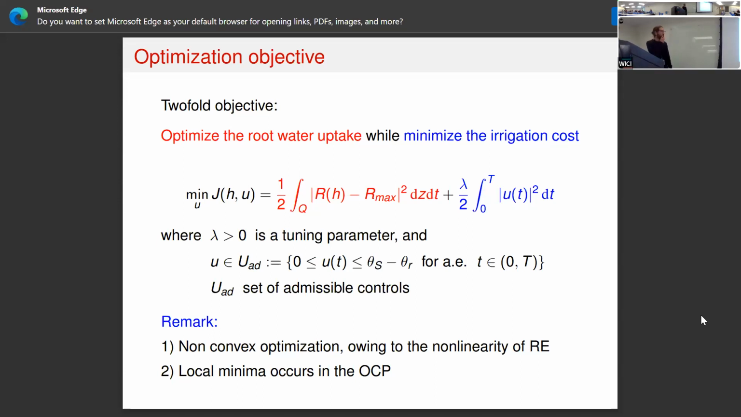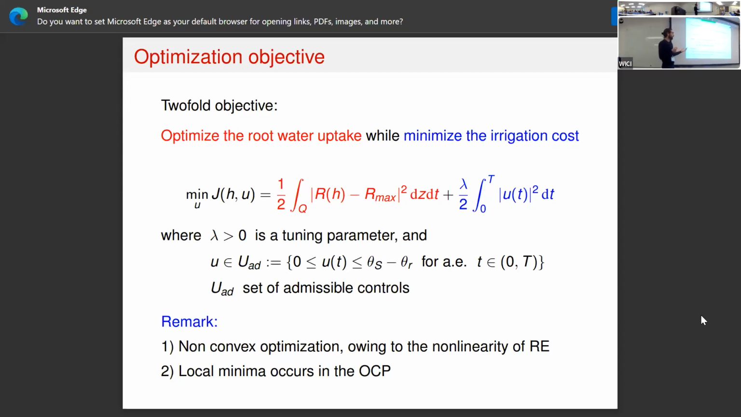Now, although this is a quadratic function, this seems a relatively trivial optimization problem, because if it is a quadratic function, basically we have a parabola, so we always have one unique minimum. But actually, this is not the case in our problem, because although the functional J is quadratic, the state h, or theta, satisfies nonlinear dynamics. So this means that the optimization problem is non-convex.